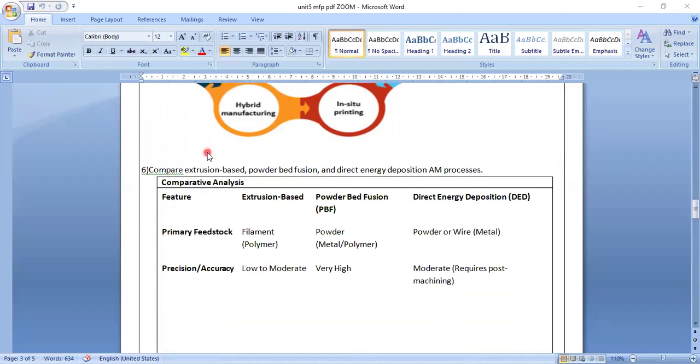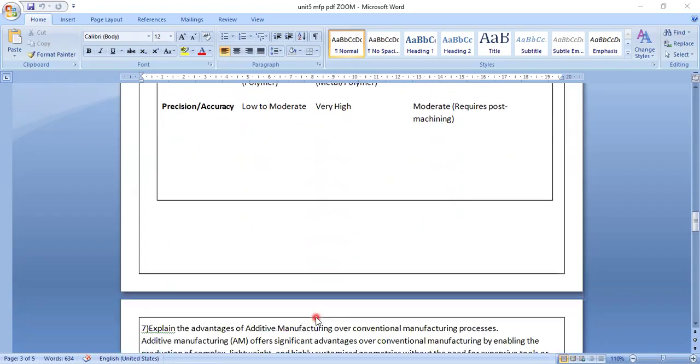So coming to the sixth, compare extrusion process, powder bed, direct energy process here. So you can see in the extrusion bed, filament is used. In the powder bed, powder is used. In the direct energy, DED, wire or powder is used. This one has low to moderate accuracy. This is very high accuracy because powder bed is used here. And the direct energy is moderate, it requires a post machining process. You can write 2 to 3 points here and diagrams in the comparison.